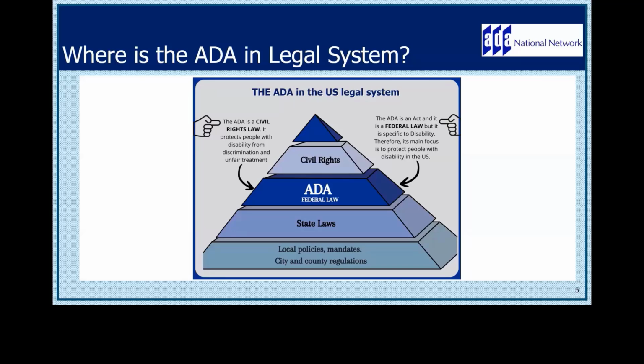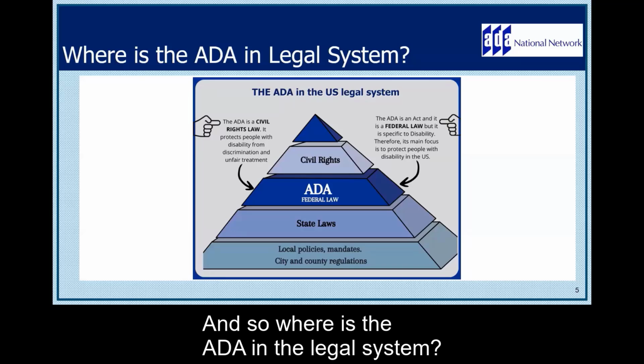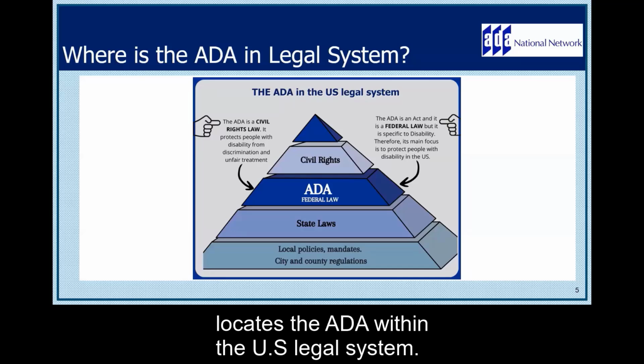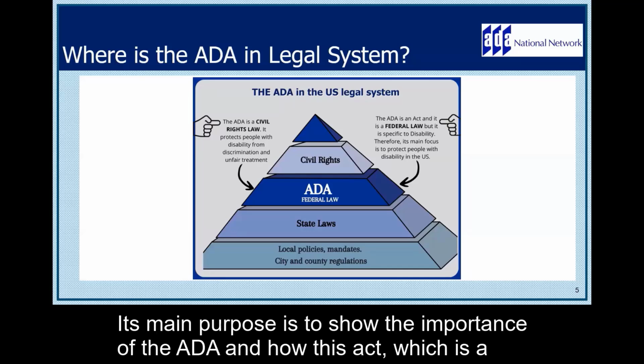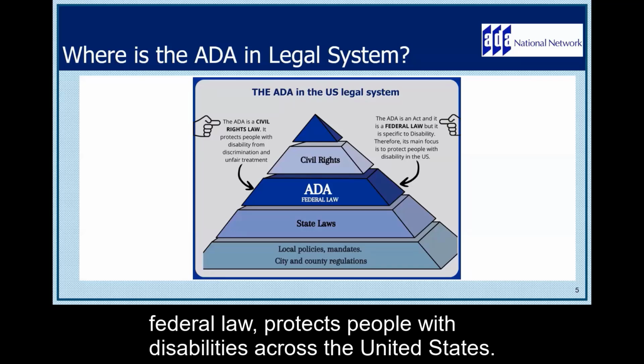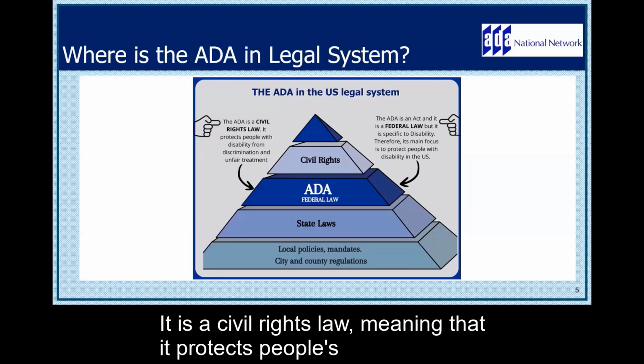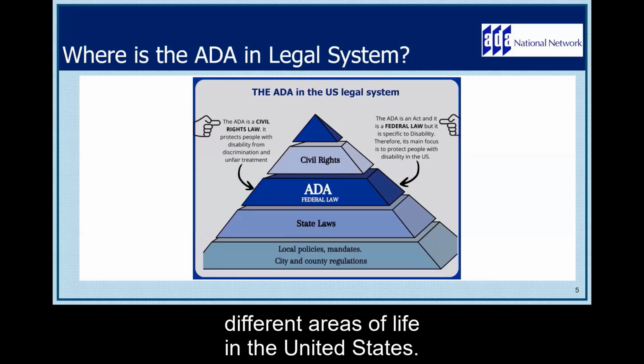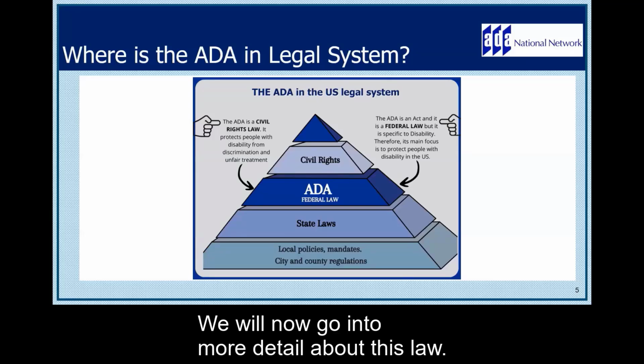Slide number 5. And so where is the ADA in the legal system? The visual on this slide displays a pyramid that locates the ADA within the U.S. legal system. Its main purpose is to show the importance of the ADA and how this act, which is a federal law, protects people with disabilities across the United States. It is a civil rights law, meaning that it protects people with disabilities from discrimination and unfair treatment across different areas of life in the United States. We will now go into more detail about this law.